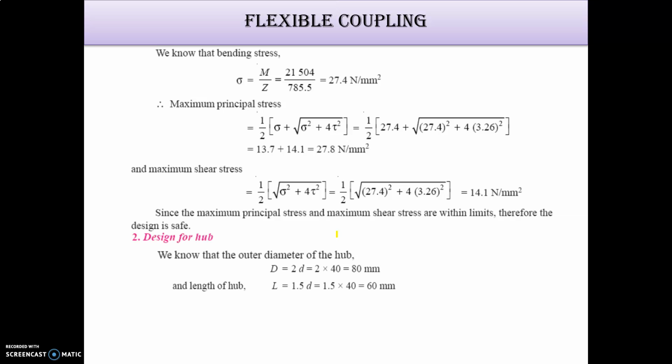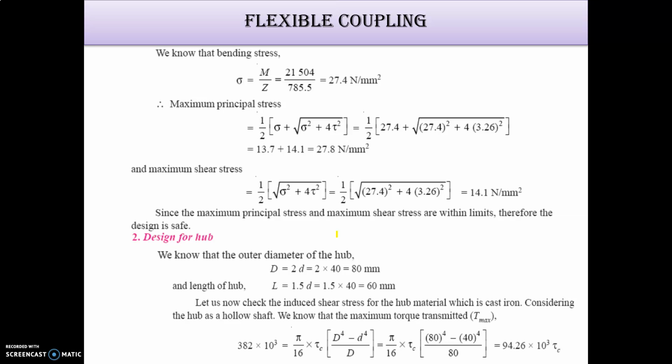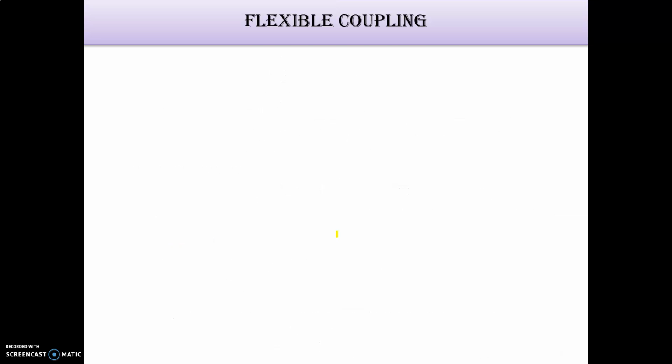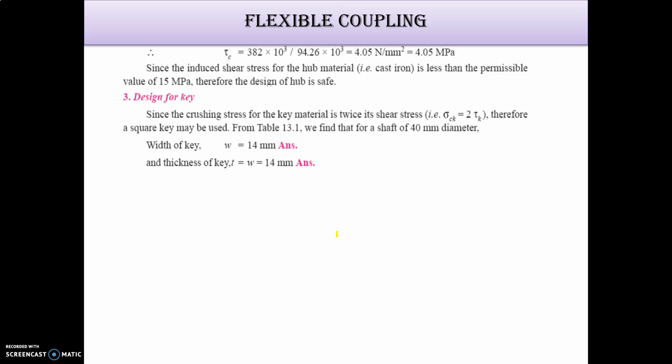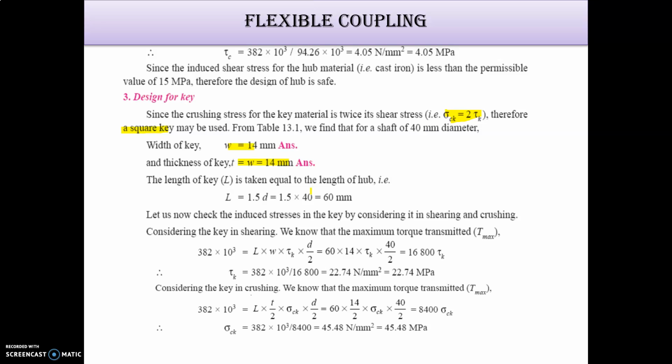So for hub, outer diameter is 2 times small d, 80 mm, L is 60 mm. Then hub design check can be done. So shear stress is 4.04, which is less than 15, so it is safe. Key, same table, I am not going to show the table again. Here also sigma ck is equal to 2 times tau k, that's why it's a square key. Whenever this condition is there, that means a square key is there. So W and T both are same here. Put the values and check design for key. So design for key, we check it and we get the answer safe.